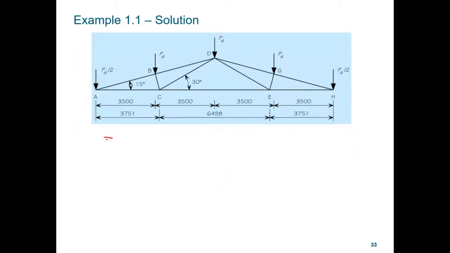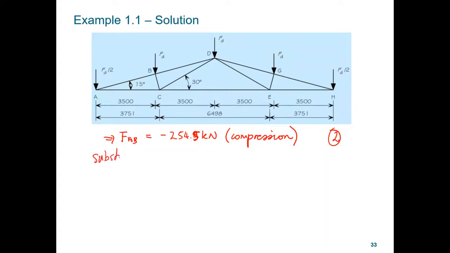Okay, so therefore FAB is equal to minus 254.5 kilonewtons, which is in compression. Because if it's minus, it's in compression, because we've assumed that positive is in tension. That's the equation, that's two.